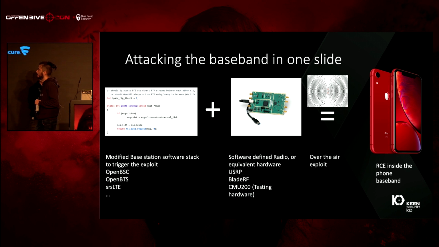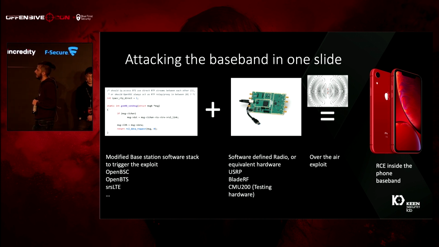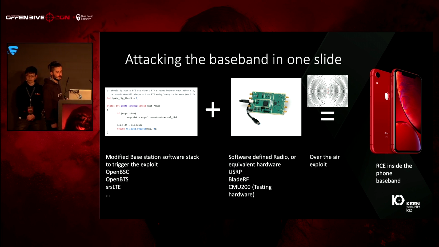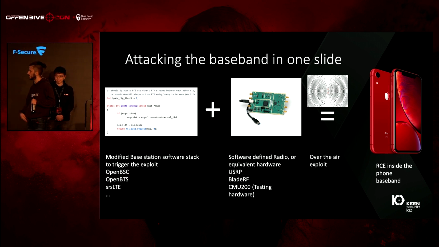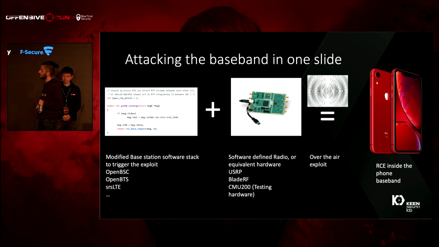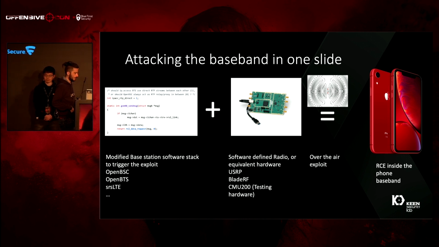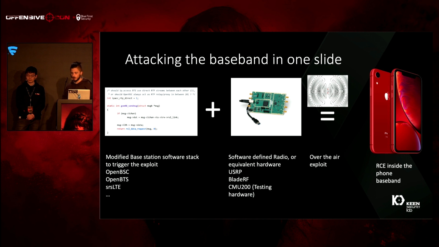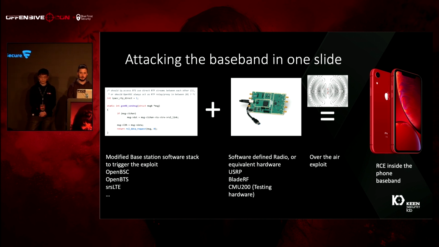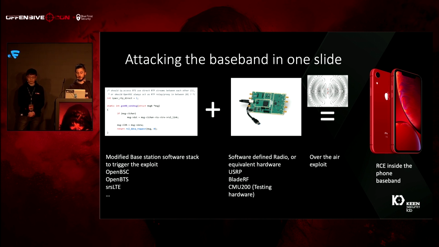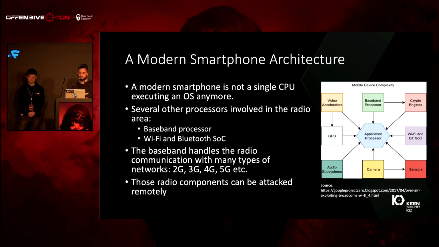Then you need some hardware, which can be SDR, for example, the USRP, BladeRF, or a LimeSDR, or some custom hardware, like we demonstrated in our Black Hat talk with the Huawei baseband. We used a CMU 200, which is a mobile radio testing device. These two components will modulate the signal over the air, and hopefully you can trigger your exploit, your bug, into the baseband.